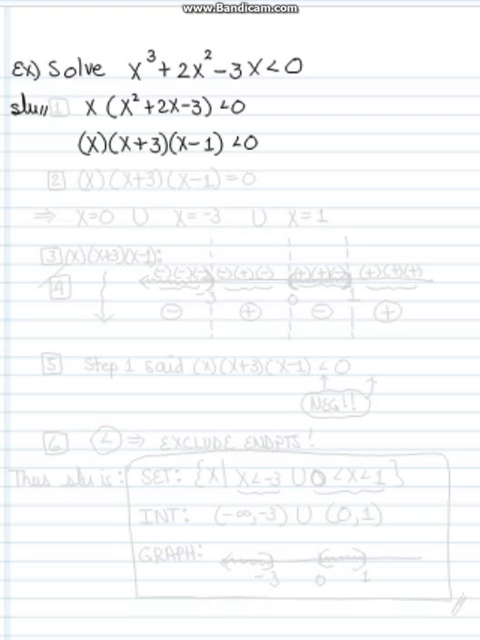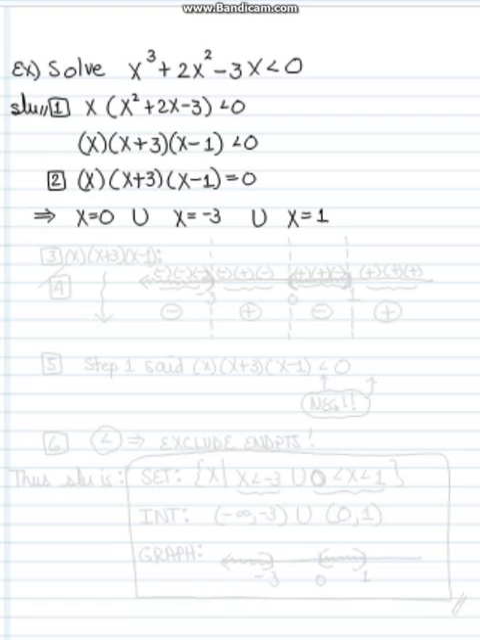Step 2, we're going to remove the inequality sign, replace it with an equal sign, and solve the equation. x times (x plus 3) times (x minus 1) equals 0. Set each of the factors equal to 0. We get x equals 0, together with x equals negative 3, together with x equals 1, when we solve each of our little equations set equal to 0.